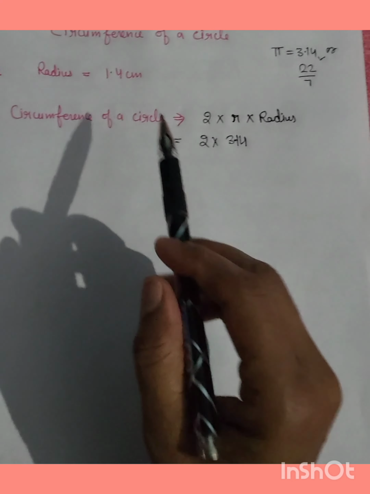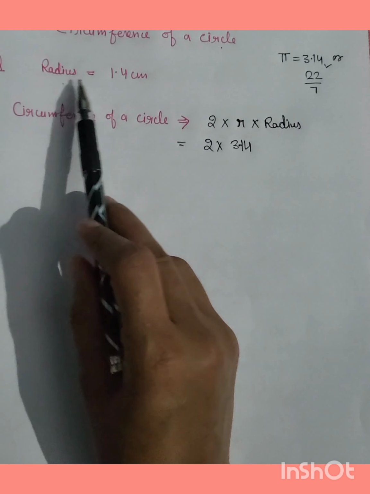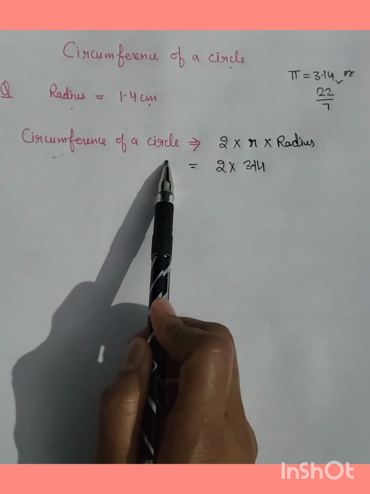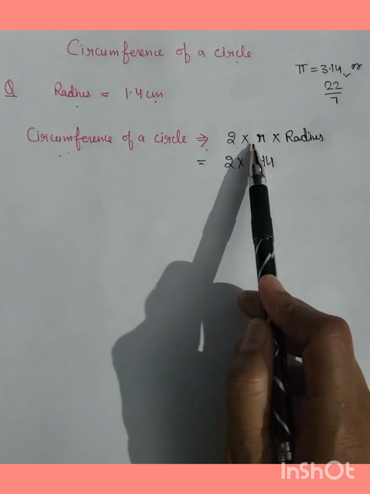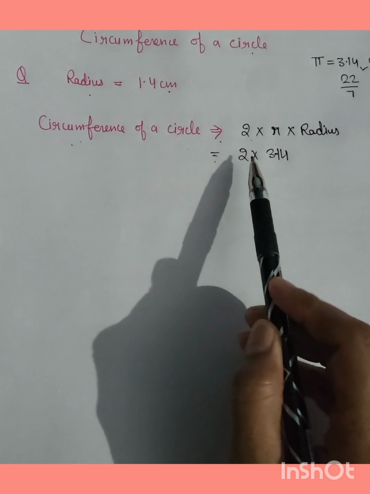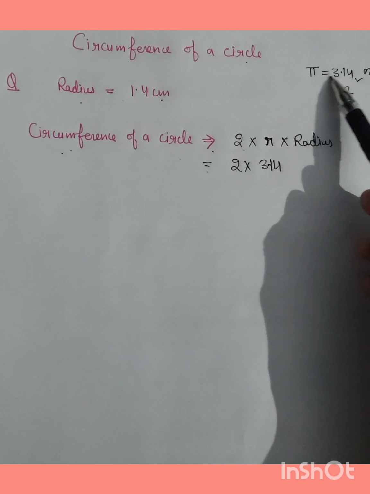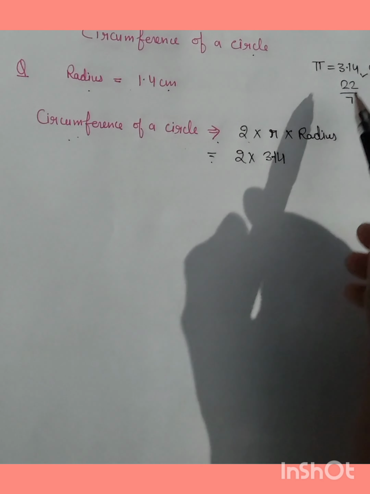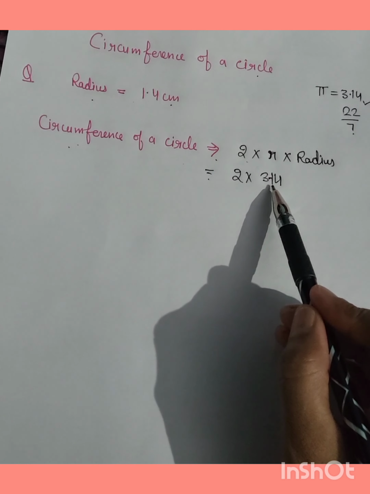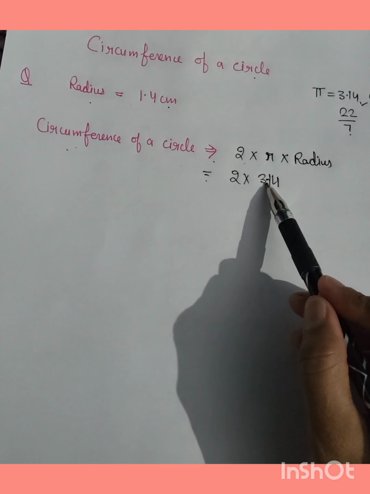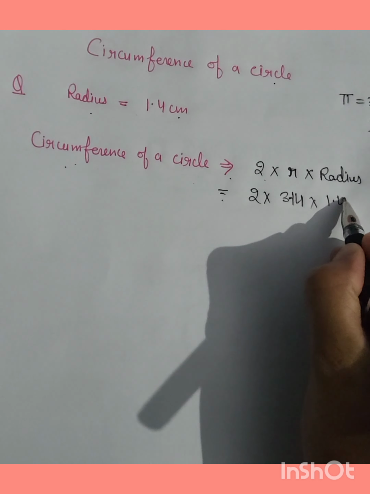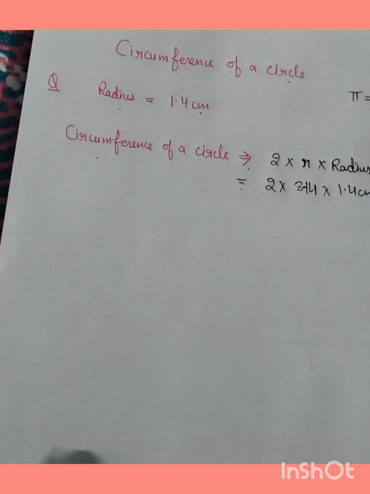Now, we will find the circumference of a circle when we know the radius. What is the formula? Circumference of a circle is equal to 2 multiplied by pi multiplied by r. Now, we will put the value: 2 multiplied by... what is the value of pi? That is 3.14 or 22 by 7. You must remember this. Now, I will write the value of pi as 3.14, and the radius in the question is 1.4 centimeter.